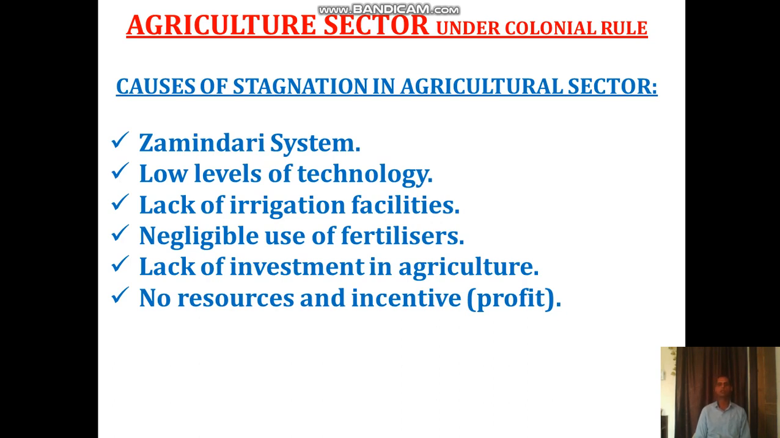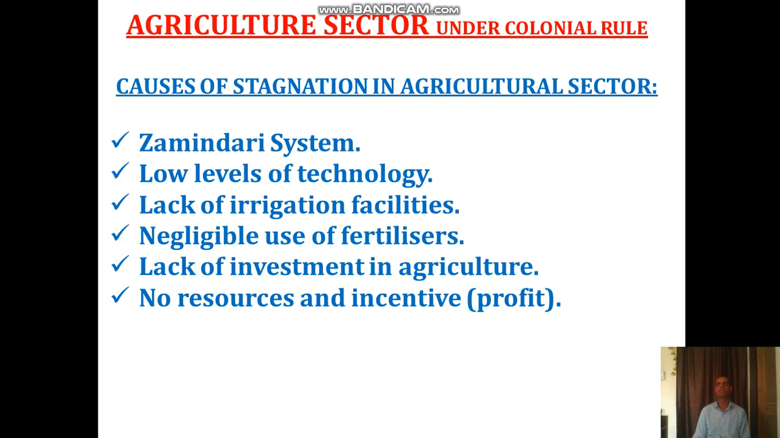But during the colonial period there was no growth, and we found the reasons, the causes: Zamindari system, low level of technology, lack of irrigation facilities, negligible, meaning very little, use of fertilizers, and lack of investment, meaning funds were not there. The government was not giving funds to the farmers, and there were no resources available with the small farmers, and incentive was also low. Incentive here means profits were not there. Small farmers at that time were not given profits.